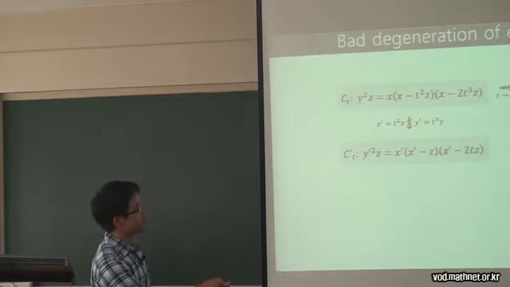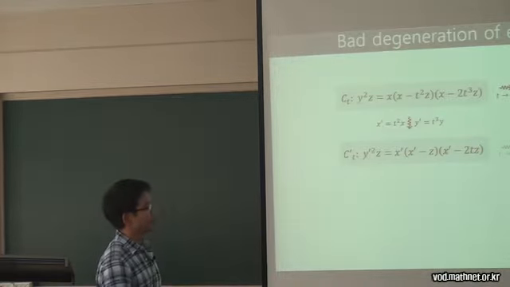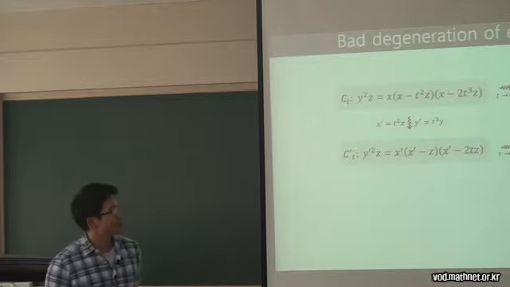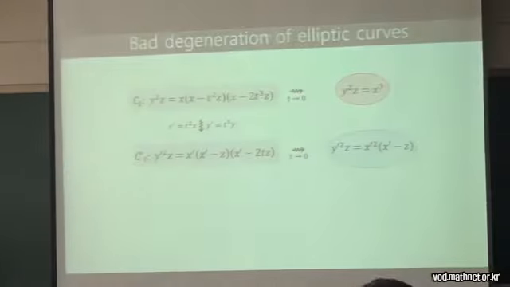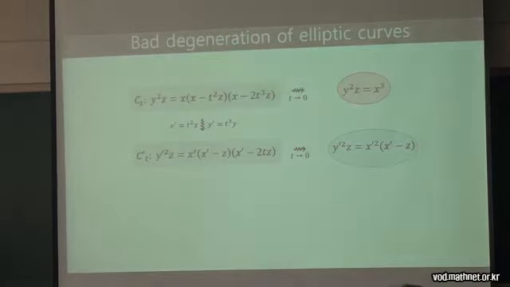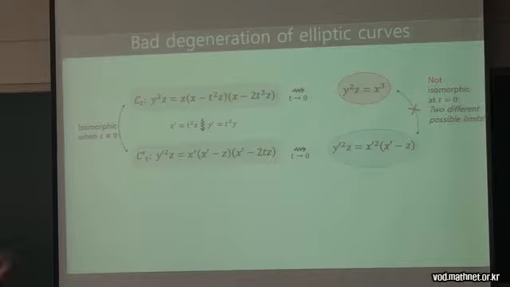Now, in this case, if you let t go to 0, then what you're going to get is y squared equals x squared times x minus z. So that is a nodal curve. So this is a problem because these two are isomorphic when t is not 0, but the limits are not isomorphic. If you think about the moduli space parameterizing these plane cubics, then you have the same points depending on a parameter t, but you've got two possible limits. So you have to choose one of them.